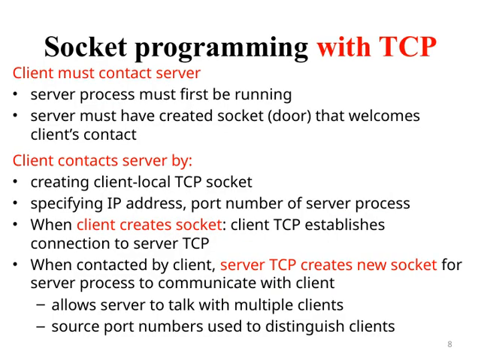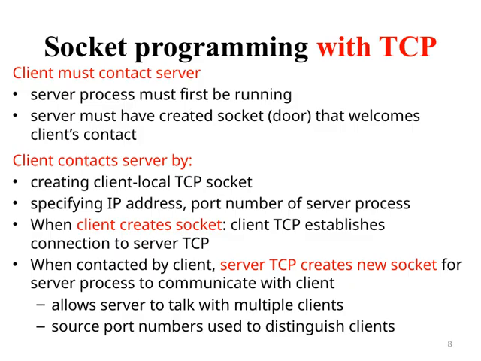Let's talk about socket programming with TCP. First off, the client needs to contact the server, but of course, the server process must be running beforehand. Think of the server as having a socket, kind of like a door, that's always ready to welcome incoming connections. Now, when the client wants to connect, it creates its own local TCP socket. This involves specifying the IP address and port number of the server process, so it knows where to go. Once the client creates this socket, a TCP connection is established between the client and server.